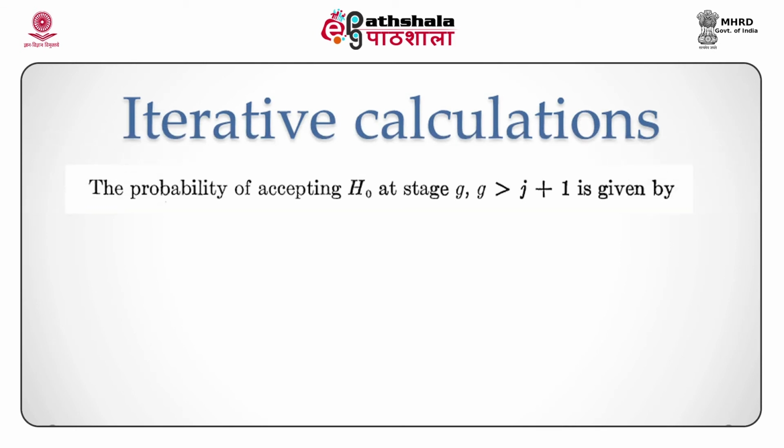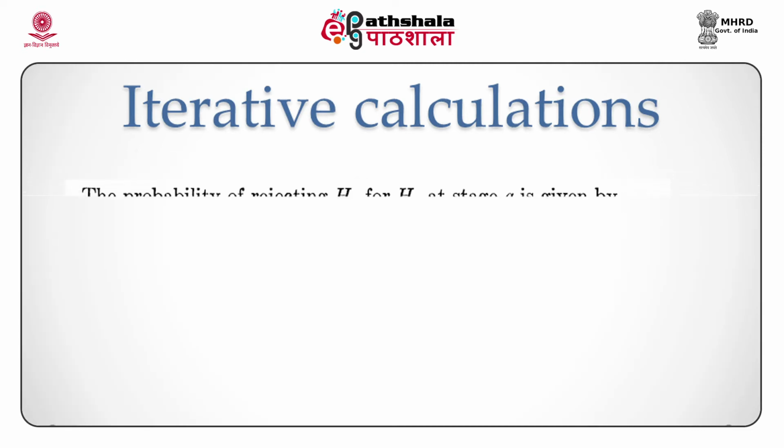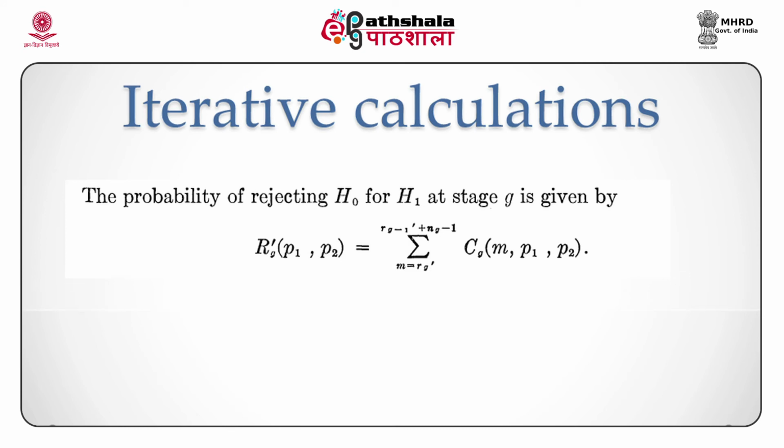The probability of accepting H0 at stage g, where g is greater than J plus 1, is given by Lg P1 P2 equal to summation of Cg m P1 P2 from Ag to Ag star. The probability of rejecting H0 for H2 at stage g is given by Rg double dash P1 P2 equal to summation from Rg minus 1 minus nu plus 1 to Rg of Cg m of P1 P2. Similarly, the probability of rejecting H0 for H1 at stage g is given by Rg dash P1 P2 equal to summation m equal to Rg dash to Rg dash minus 1 plus Mg minus 1 of Cg m P1 P2.